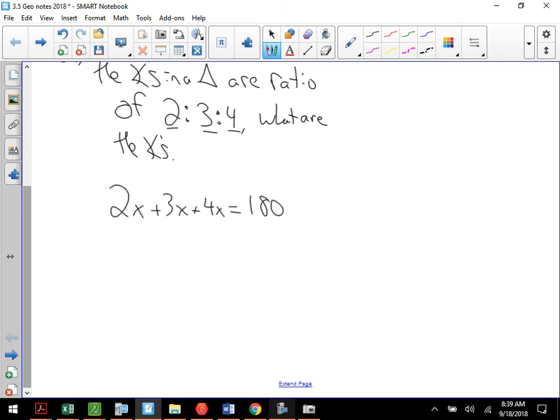So a lot of times when you see the words angles have a ratio, that just means take those numbers that they give you, throw an x next to it, and add them. It's kind of an easy way to do it. Remember, the ratio just means there's a common multiplier. That common multiplier is what we have to figure out, and then you just put them together. So what's 2 plus 3 plus 4? 9. So you get 9x is 180. What's your value of x?